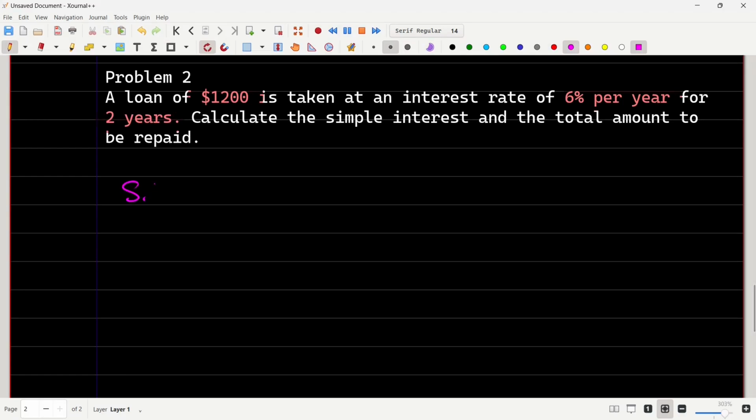So solution: the principal, which is 1,200. The rate, which is 6%. The time, which is 2 years.